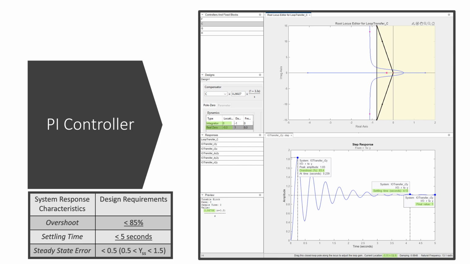In the PI controller, the system was still also underdamped. There was a pole added at the origin, and there was a real zero added at negative 0.3.